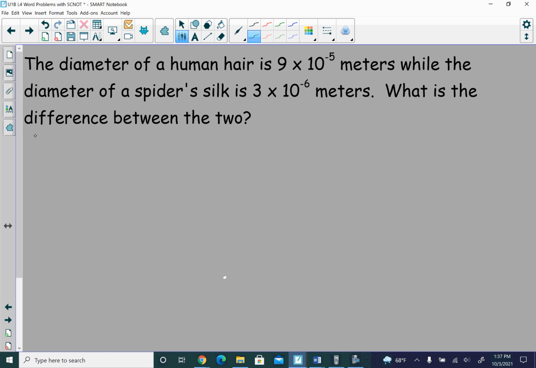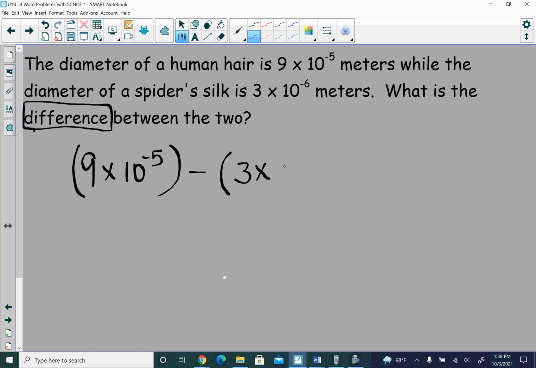So in this one, we're looking for the difference between, and if you remember correctly or took a guess before I say it, difference is what we call the answer after we subtract. So we want to subtract the two values here. So the human hair, I'm going to take that number and put it in parentheses, minus 3 times 10 to the negative 6. Now, how did I know to put that one first? Why is the human hair first?